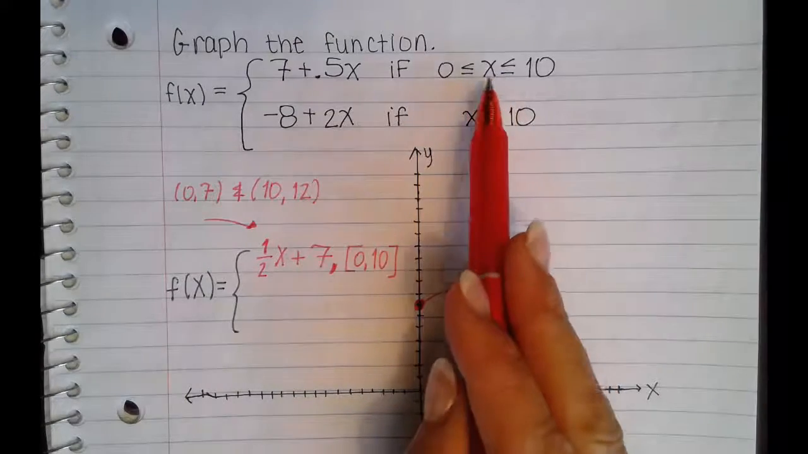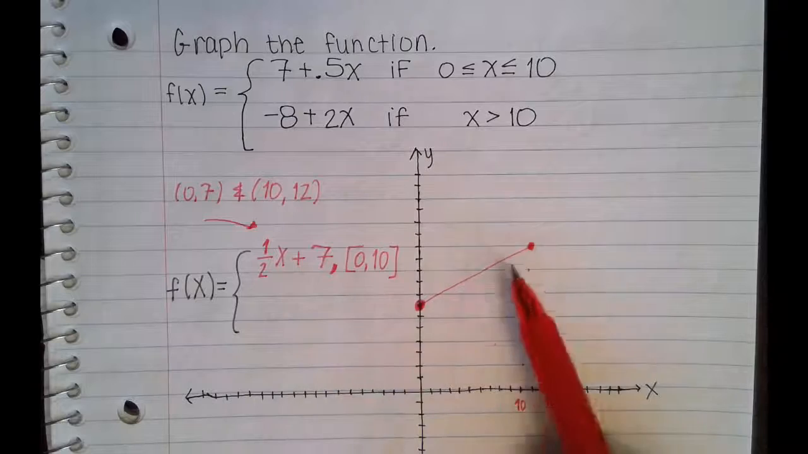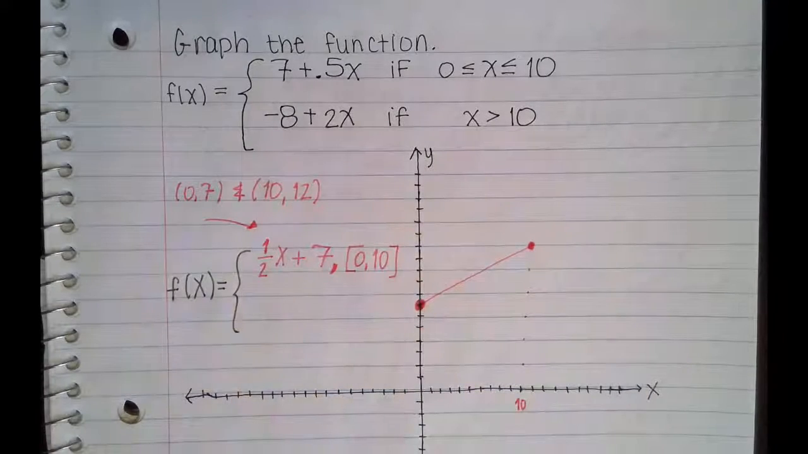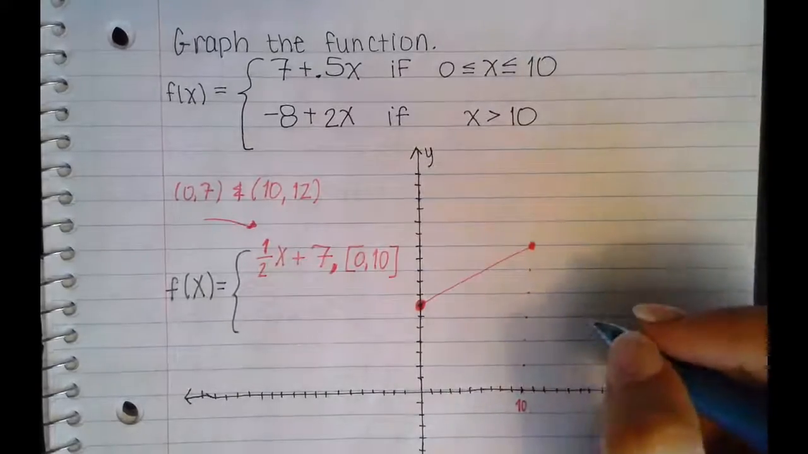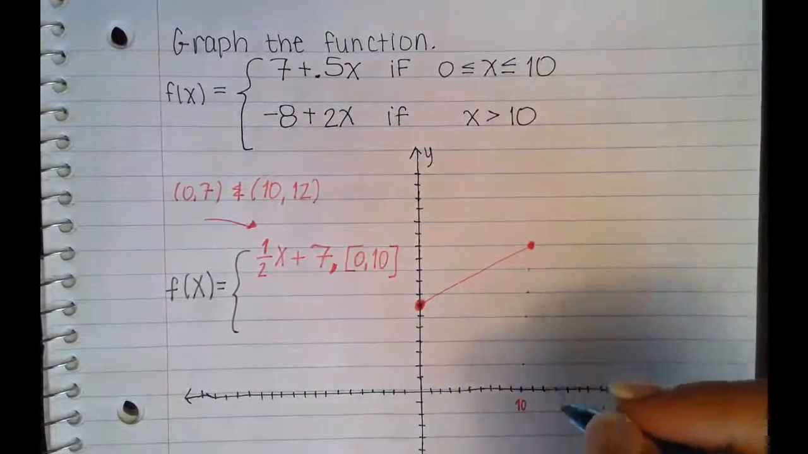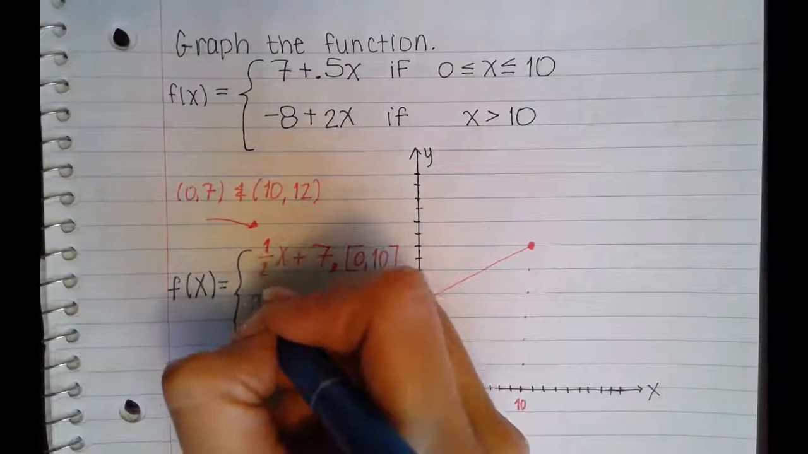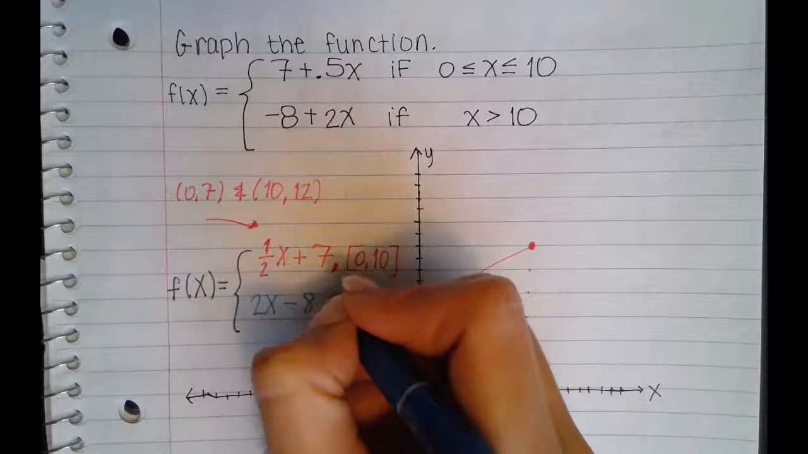Why bother when you can just find the 2 endpoints and connect them? This only works for linears, because if it were a parabola, you wouldn't know exactly how to draw it. Now, the next one is 2x minus 8, and that one goes from 10 until infinity. So what I'm going to do now is plug in 10.